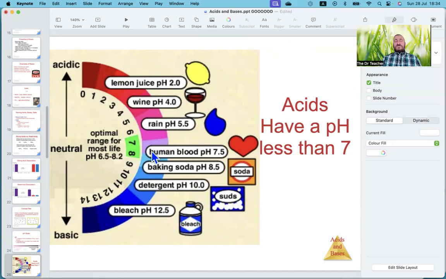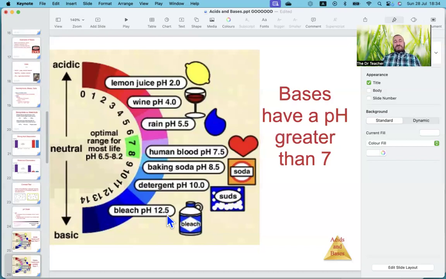So you come to human blood, which is 7.5. And baking soda, now we are increasing. It's a base. 8.5 is a base, but it's not that strong a base. We have soda, we call it, or a detergent. pH is 10. And then the bleach is very high in hydroxide, which is 12.5.